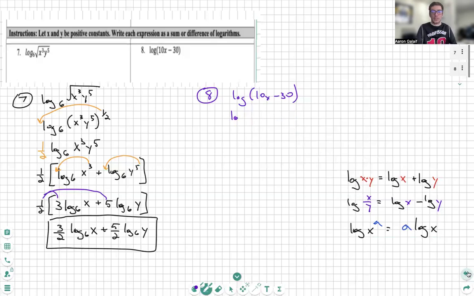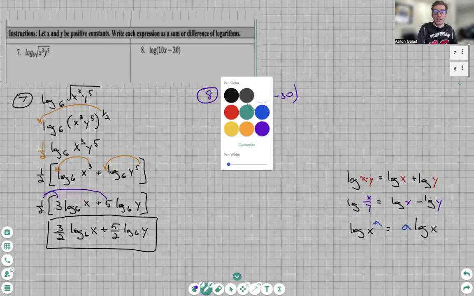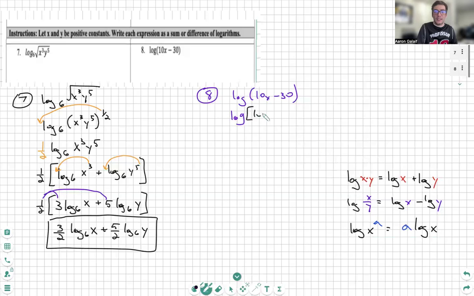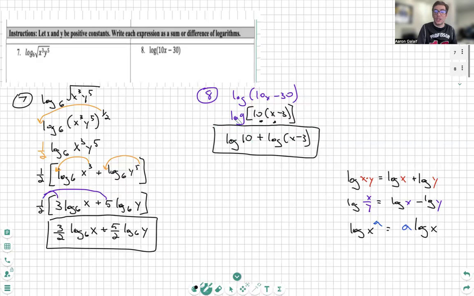So let's rewrite this one more time. Log, we're going to write a bracket, 10 times x minus 3. That is what that turns into. Now I can see it's 10 times x minus 3. This times that. So I can rewrite this now as log of 10 plus the log of x minus 3. And that's as far as you can go with that. You cannot break this one down any further.